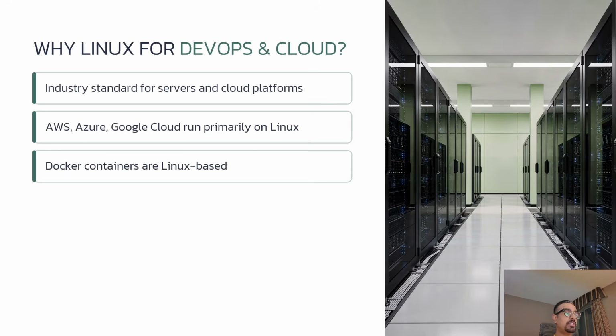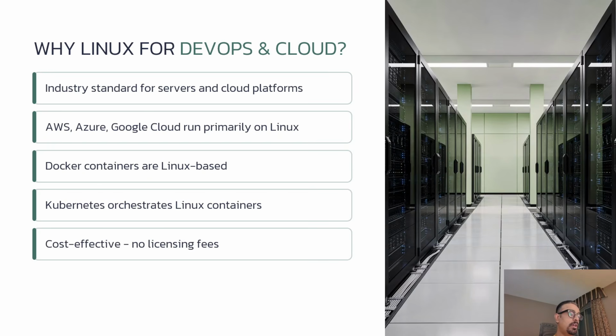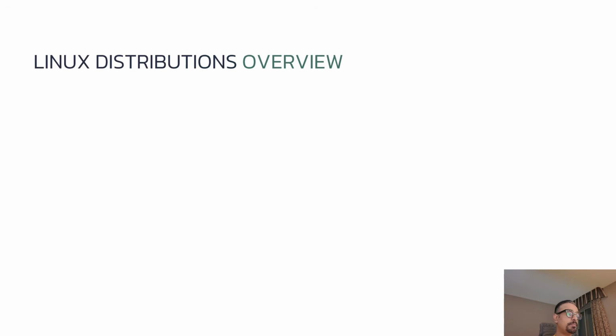Third, Docker uses Linux features to create containers. So whenever you work with Docker, you are actually working on Linux in the background. Fourth, Kubernetes is used to control many containers together, and those containers are mostly Linux based. Fifth, Linux is completely free to use, as I already said. So companies don't have to pay anything to run Linux on thousands of servers. And last, Linux has strong command line tools that help automate your tasks, run scripts, and manage systems easily. This makes Linux perfect for DevOps work.